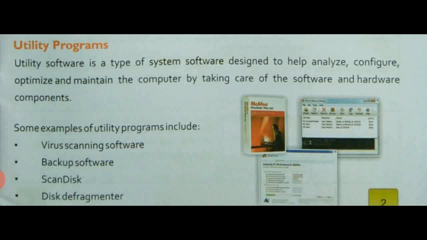Okay. Some examples of utility programs include virus scanning software. Already we have learned, that is antivirus. Backup software. Backup software means what? To take a backup from your computer so that your data will not be lost. Third one, ScanDisk, and fourth one, disk defragmenter. Okay.